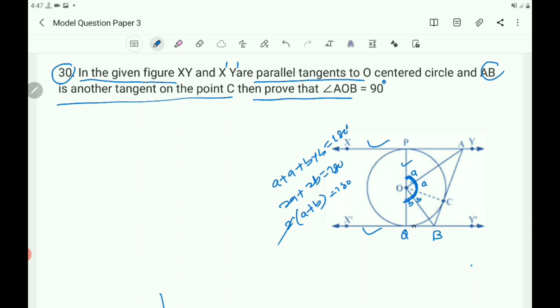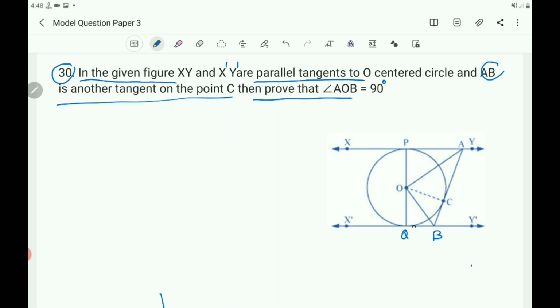So 2 ones are 2, 2 nineties are 180. So you will get A plus B equals 90 degrees. That is A plus B means this angle, you can have the sum of these two also 180. So you got angle AOB is 90 degrees. So let us write all this.